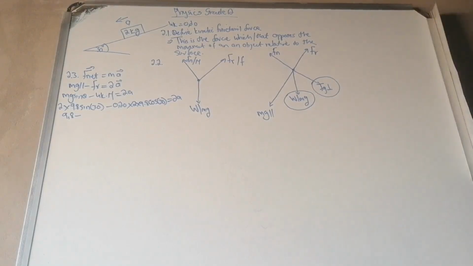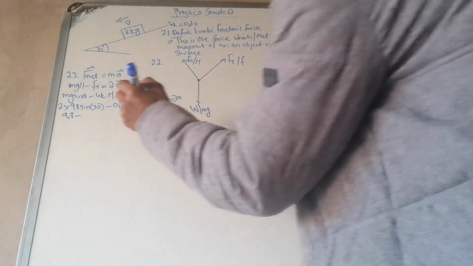Did I include 2 there? No, I've made a mistake. Multiplied by 2, and I will get a value of 3.39. Let me check whether things are correct here. It's 0.20 times 2 times 9.8 times the cosine of 30. Very good. And the answer becomes 3.3948.